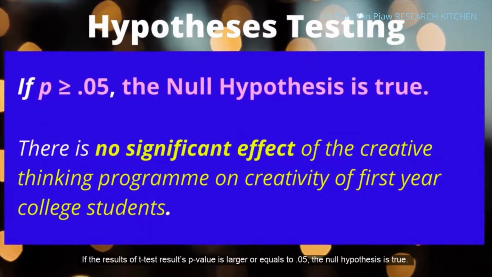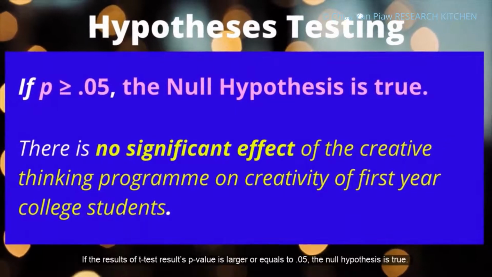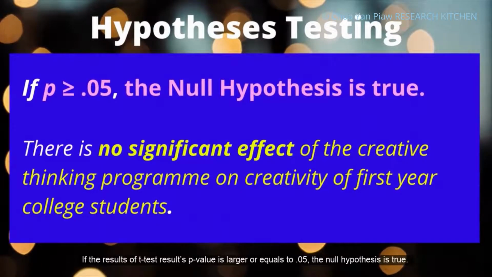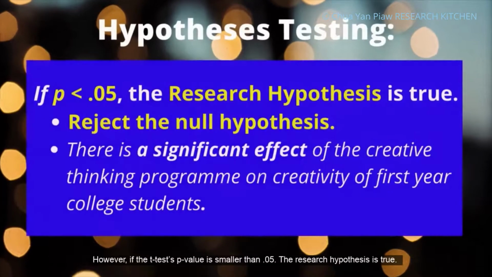If the result of the t-test p-value is larger than or equal to 0.05, the null hypothesis is true. We will make a decision of hypothesis testing by referring to the null hypothesis, which is there is no significant effect of the creative thinking program on creativity of the first-year college student.